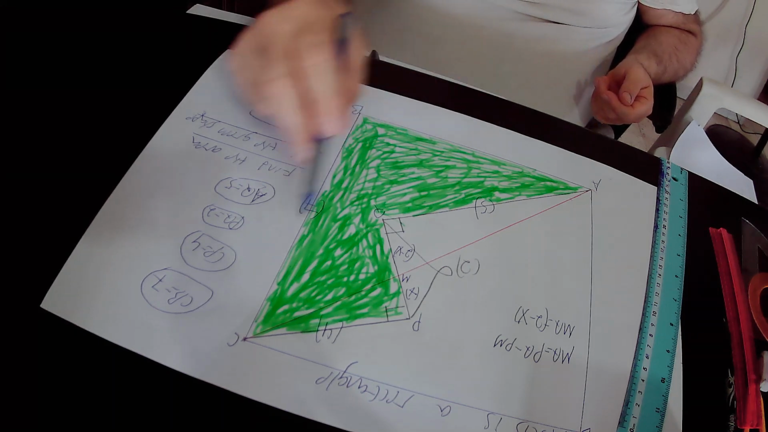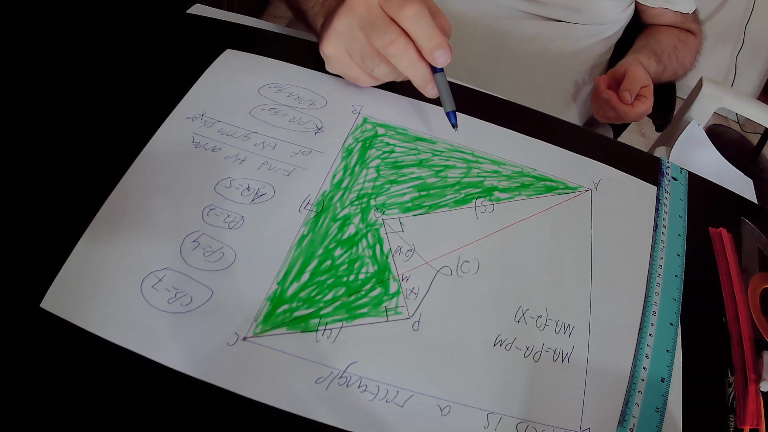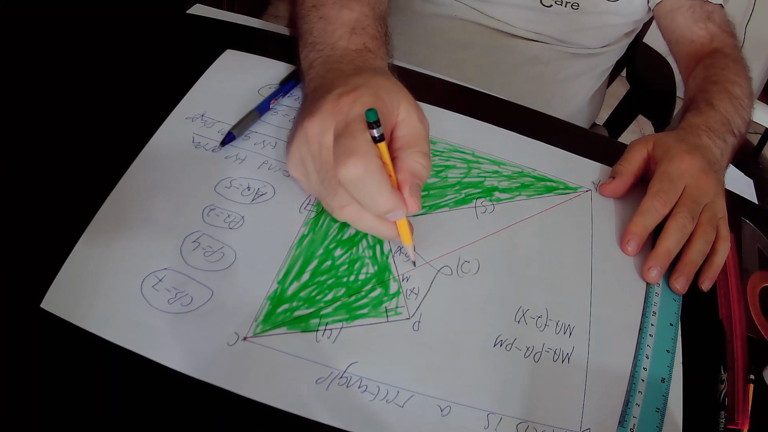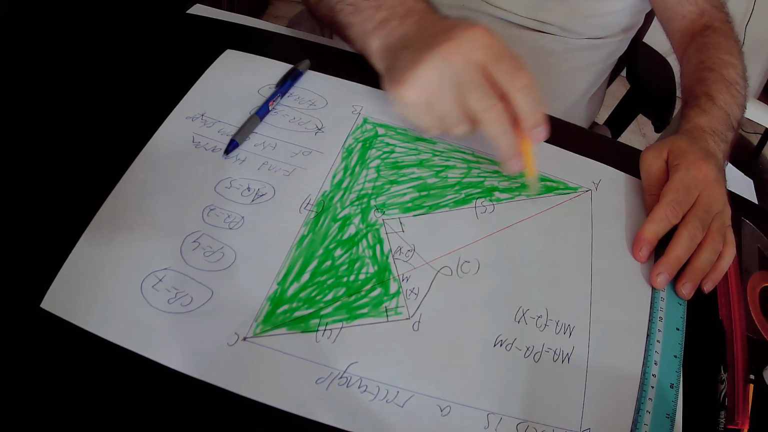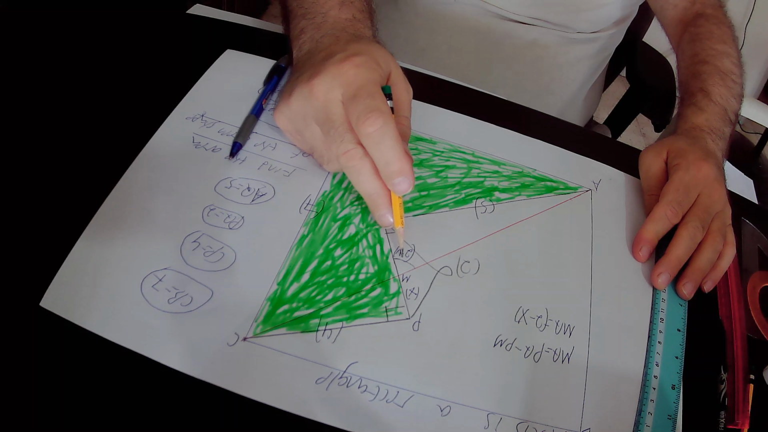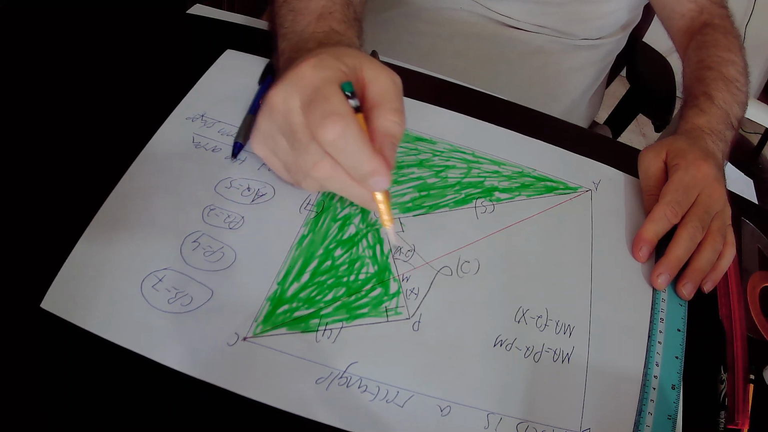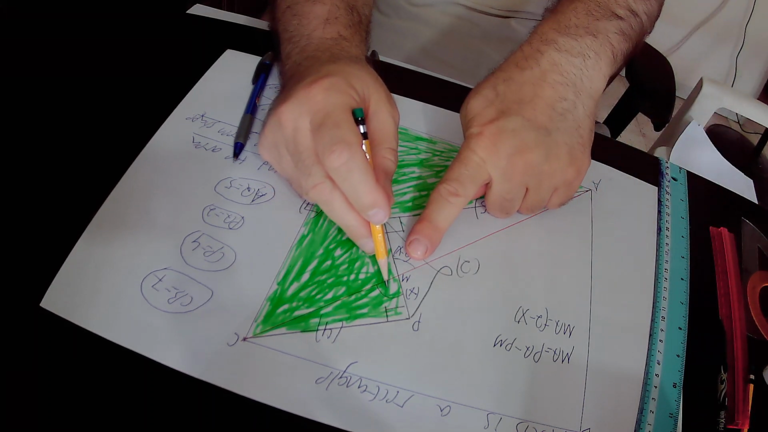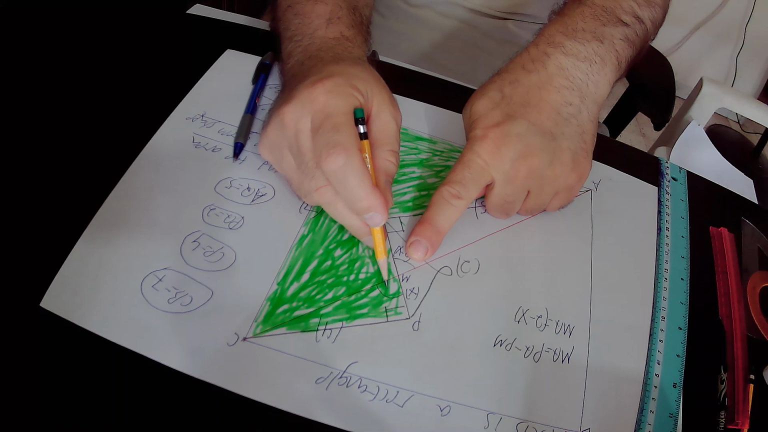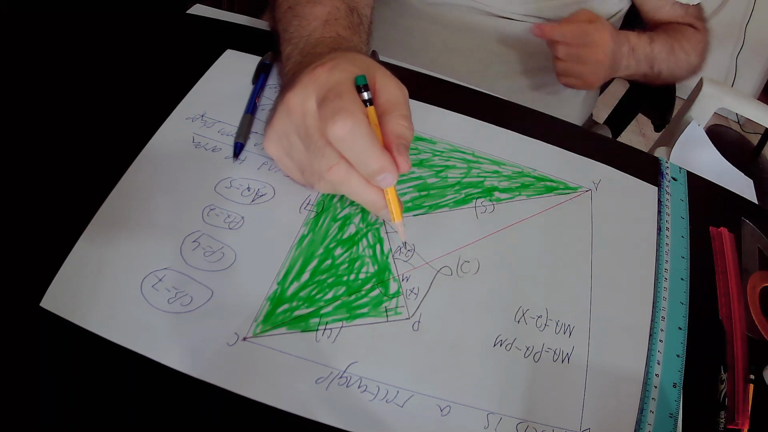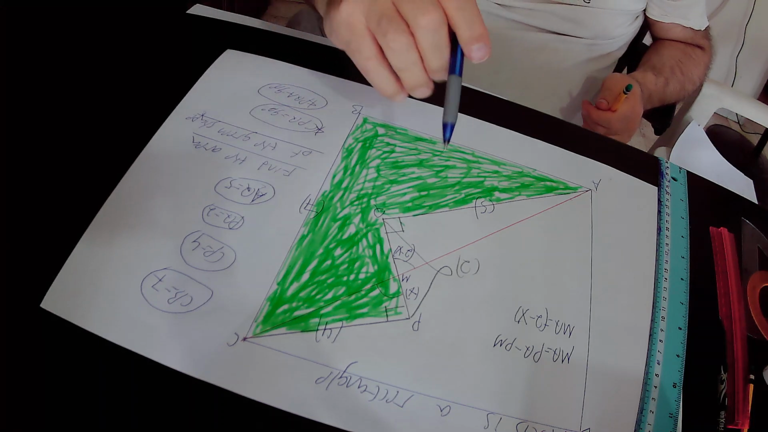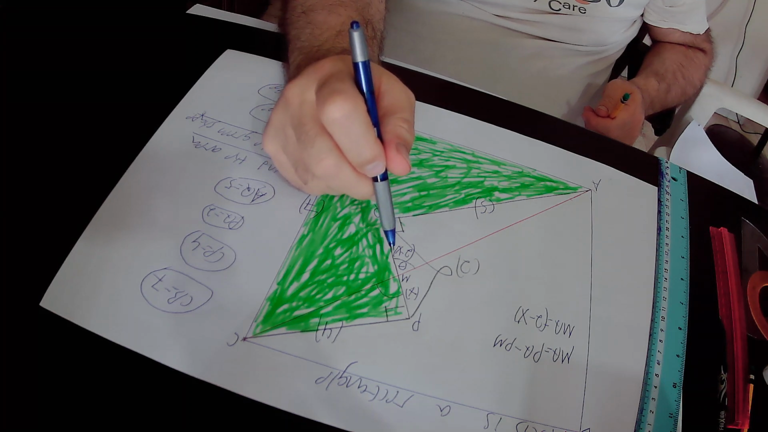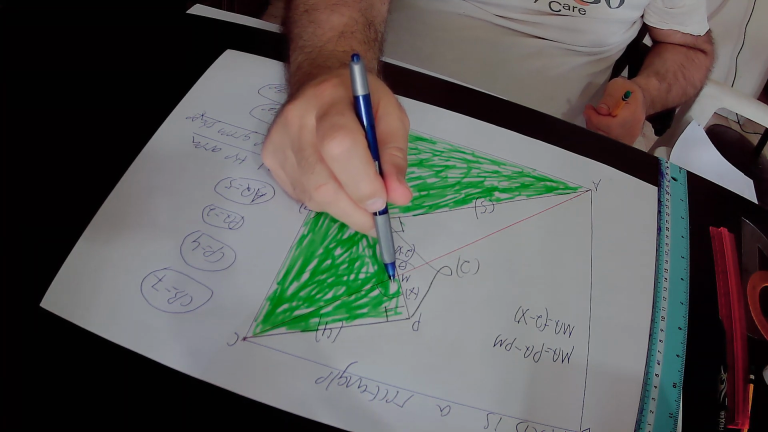Actually, by doing this construction, we created two vertex angles. Angle AMQ is defined as a vertex angle. Likewise, angle PMC is also defined as a vertex angle. So those two angles are vertex angles, and we know that vertex angles are equal to each other. So if we define the size of this vertex angle as theta, then the size of the other vertex angle must also be equal to theta, of course.